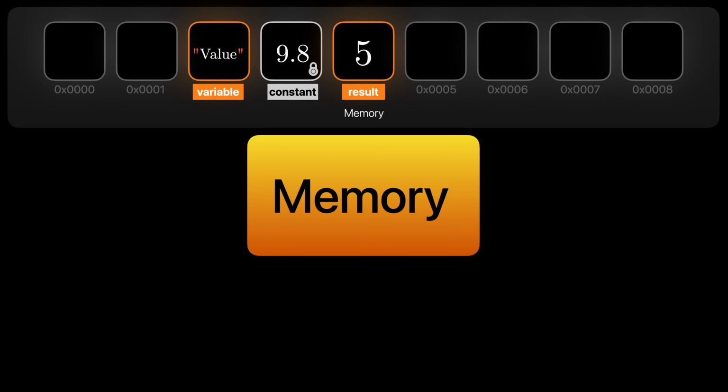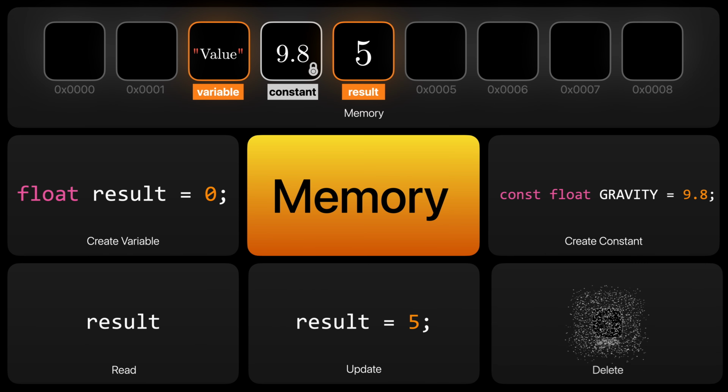To wrap up, variables and constants enable computers to store memories and manage data, powering sequential calculations in our calculator app. We can create, read, update, and delete them using different functions. Note that you shouldn't mix the set function with equal in math. Same symbol, different meanings.